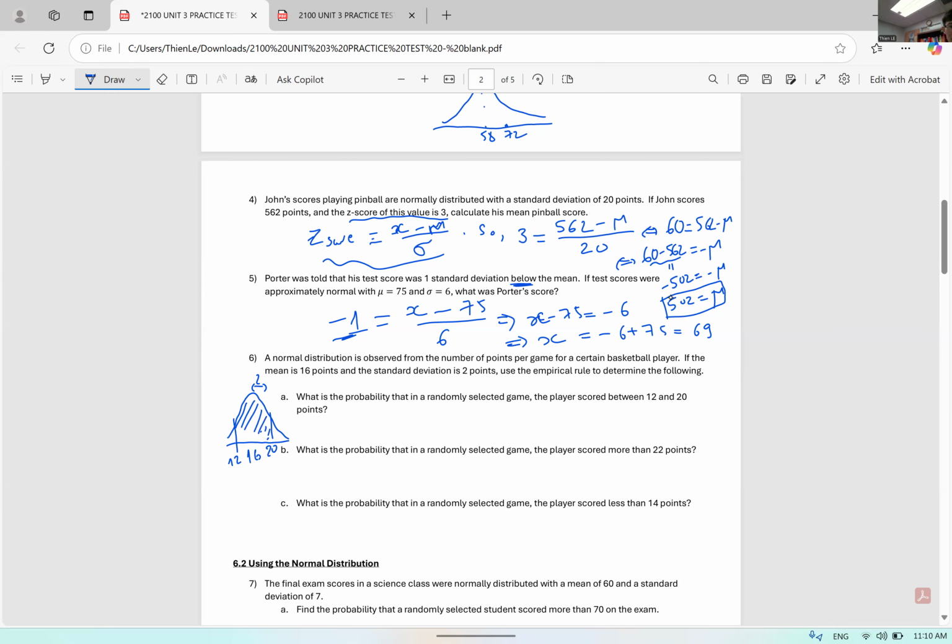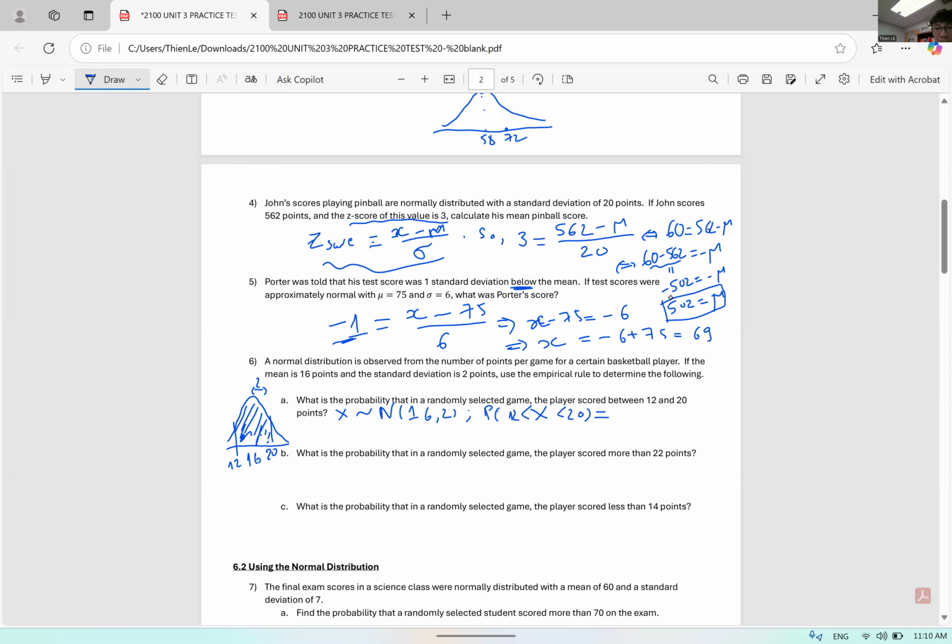So actually, at this level, you can simply do a normal CDF, right? Normal CDF. So basically, what you have is X follows a normal 16, 2, right? And you want to find X between 12 and 20, right? So if you do normal CDF, the lower bound will be 12, upper bound 20, right? And then the mean will be 16, standard deviation 2. So it will return you the exact number from the calculator.